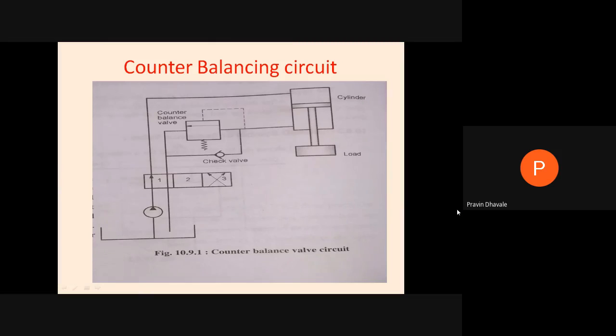Now, this is a counterbalancing circuit, right? Counterbalancing circuit means when the position of the cylinder is vertical and the load is applied on the bottom side, right? म्हणजे काउंटरबॅलन्स सर्किट ह्याचं काम काय आहे की हा जो लोड आहे हा एका पर्टिक्युलर पोझिशनला पिस्टनच्या पोझिशनला लॉक करून ठेवणं गरजेचं असतं.